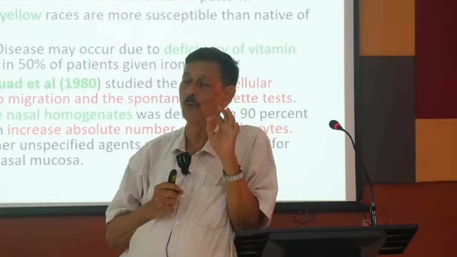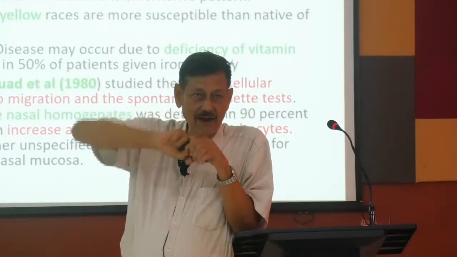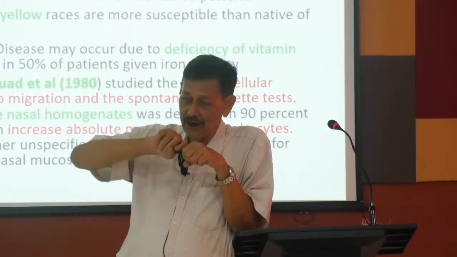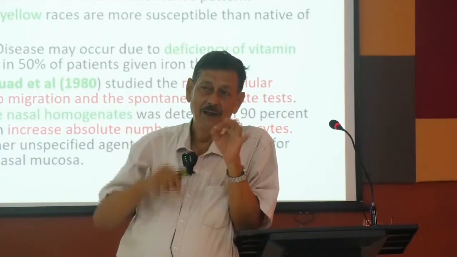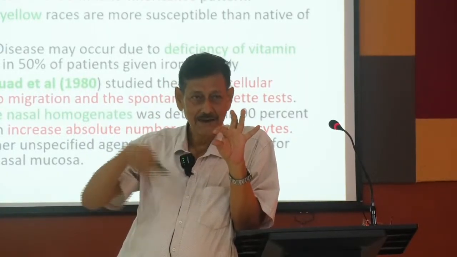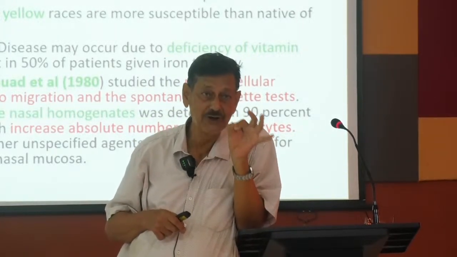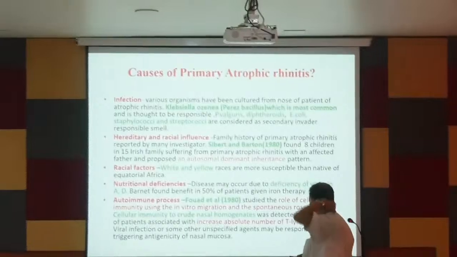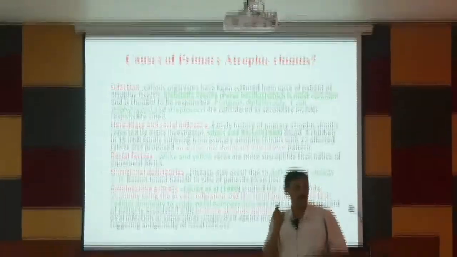I have not mentioned this in my book. A homogenizer is a tube containing the tissue, turned just like a hand mixie. You crush it, keeping it sterile, and put it there. Ultimately the sediment is centrifuged and taken. This is known as the homogenized tissue. This tissue goes into culture, and cellular immunity is detected through in vitro migration and spontaneous rosette formation, the rosette test.